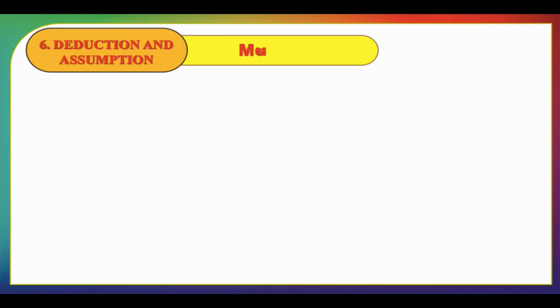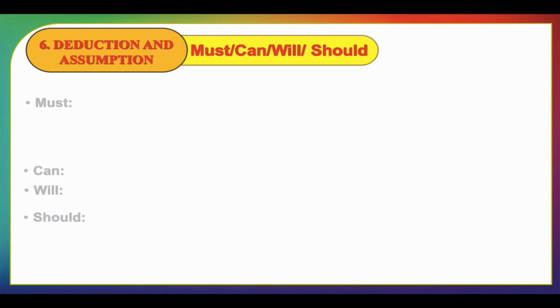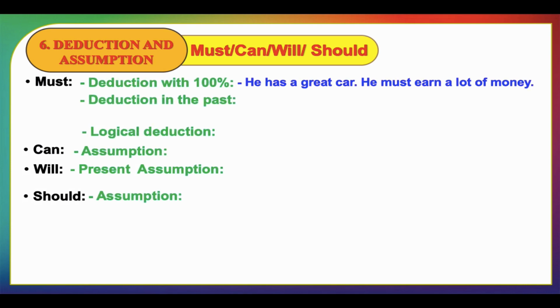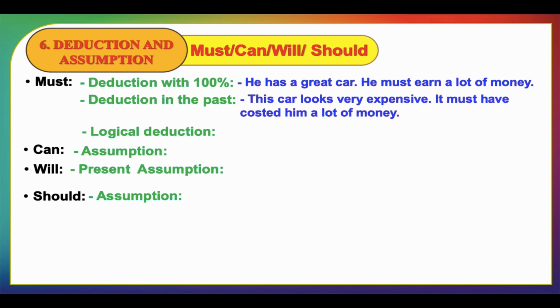Deduction and assumption with must, can, will, and should. For example, must is when we are given an assumption that is 100%. Like, he has a great car, he must earn a lot of money. Deduction in the past: this car looks very expensive, he must have cost him a lot of money.